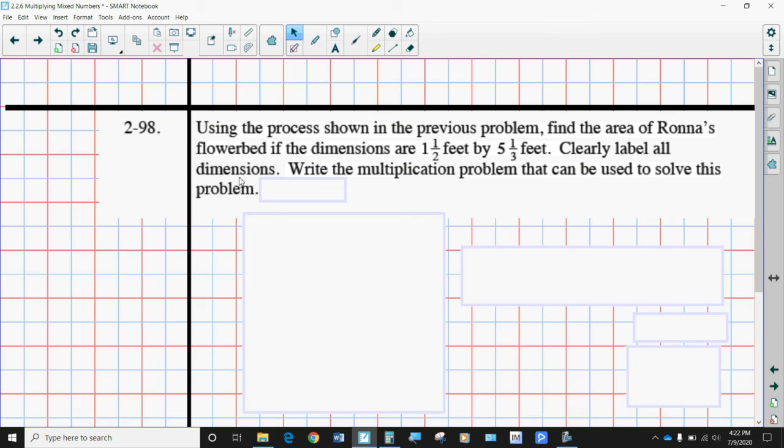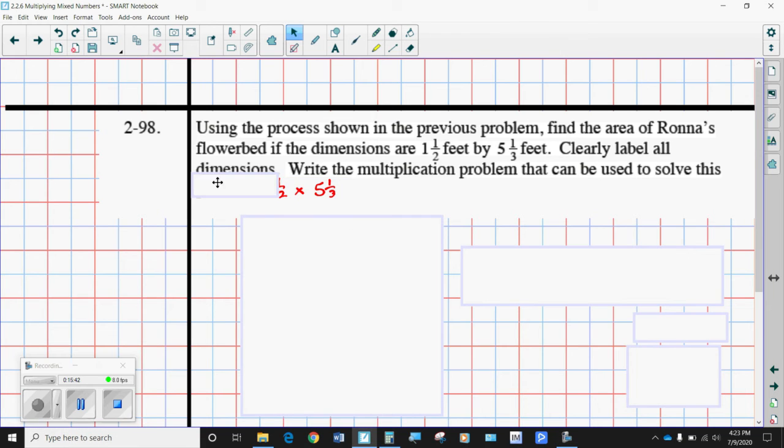All right, now let's try it again. Use the process shown in the previous problem and find the area of Rona's flower bed if the dimensions are 1.5 feet by 5 1/3 feet. Okay? So go ahead and pause the video and see if you can replicate what we did in the previous problem and then come back to check the answers.